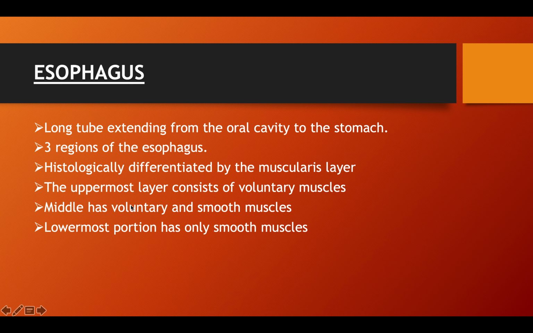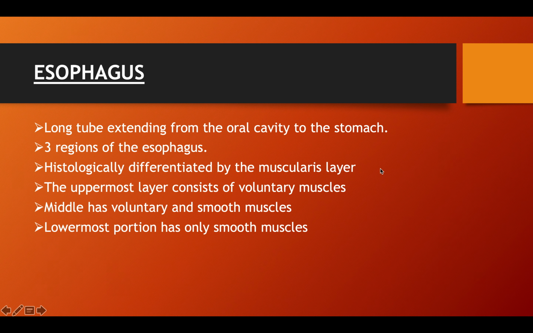It's different. The upper third, the uppermost part that is close to the oral cavity, consists of voluntary muscles that help in swallowing and everything. The middle part has got voluntary and smooth muscles both, and the lowermost part has got smooth muscles only. The part which is closer to the stomach.